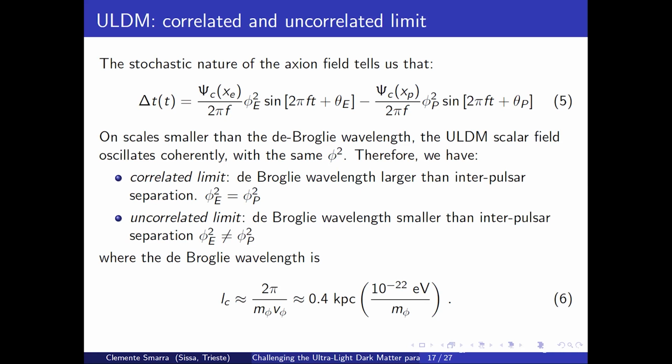But I told you that the de Broglie wavelength depends on the mass. So according to the mass of the candidate, you can have that the candidate is in the correlated limit or in the uncorrelated limit.